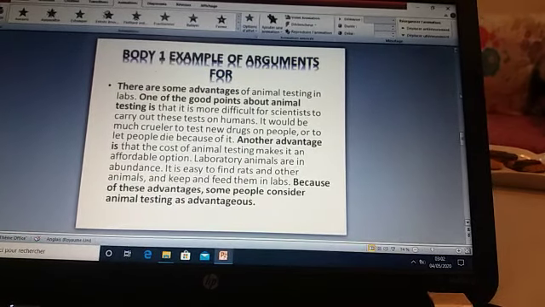Let's see the example of animal testing. So, there are some advantages of animal testing in labs. One of the good points about animal testing is, another advantage is, because of these advantages, some people consider animal testing as advantageous.